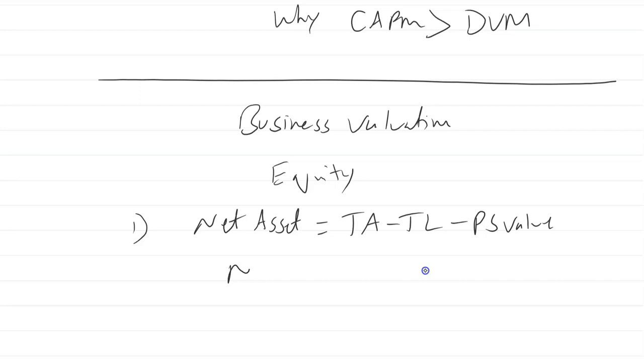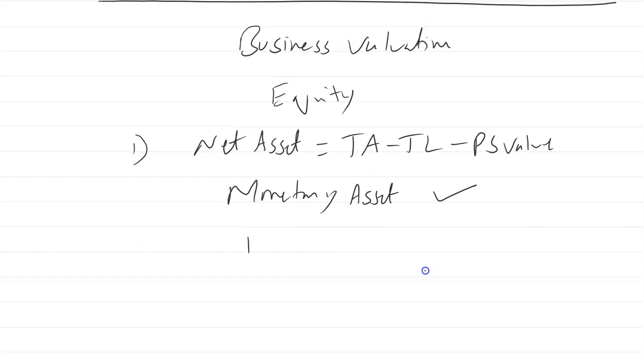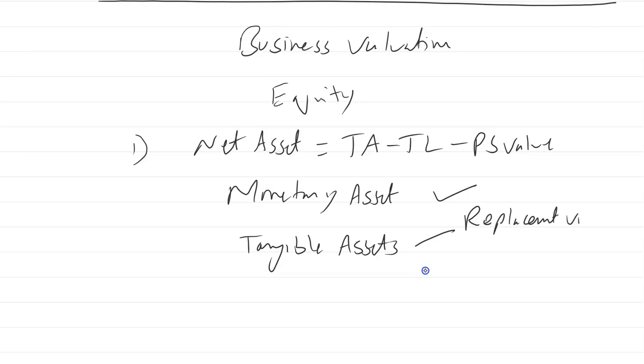For example, the monetary assets. You should not do anything about the monetary assets. These are okay. But about the non-monetary assets, tangible assets: if purpose is going concern, place all the tangible assets at replacement value. If purpose is the disposal, place all assets at realizable value. If both are not available, then use the book value. Otherwise not.